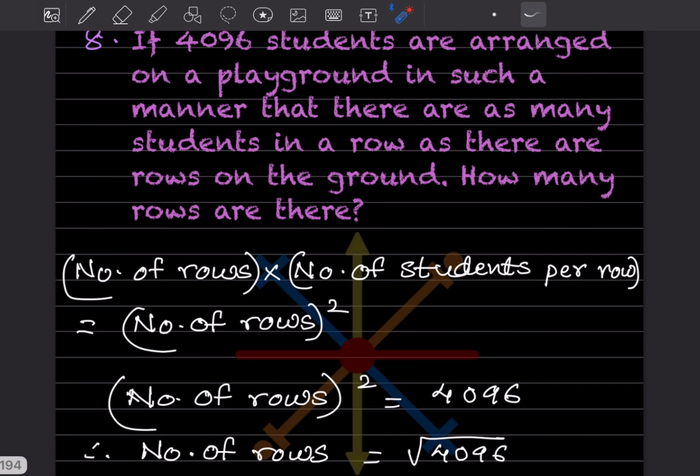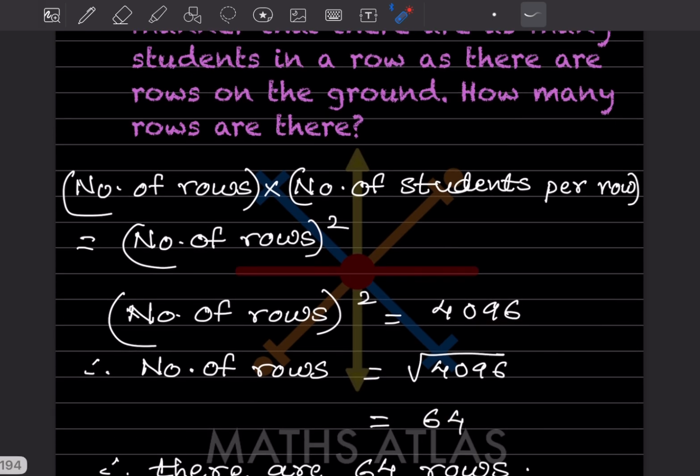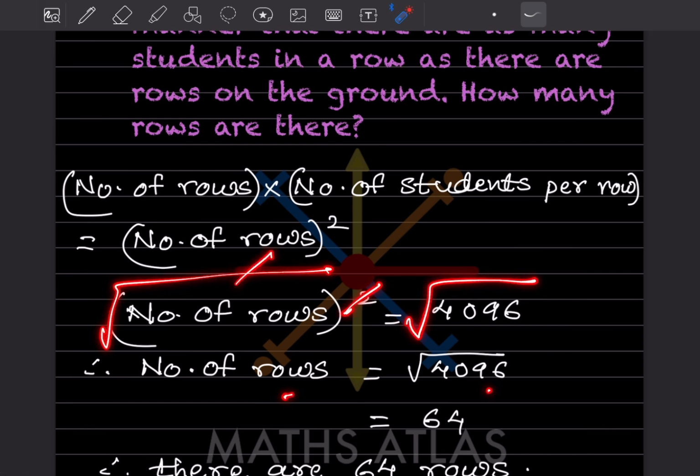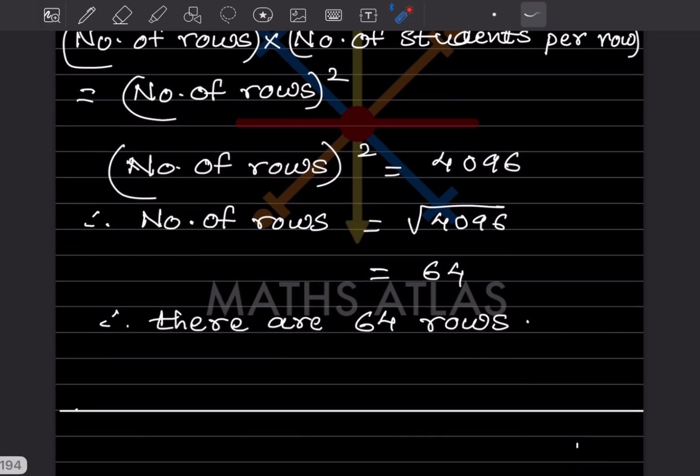So number of rows square is given as 4096, because 4096 students are arranged on the playground. When you take the square root on both sides, the number of rows will be root of 4096, and the perfect square for this you can also check with the long division. That is going to be 64. Root of 4096 is 64. So we can say there are 64 rows.